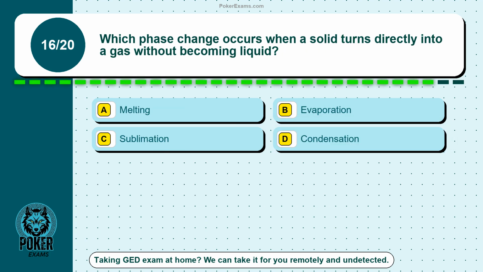Question 16. Which phase change occurs when a solid turns directly into a gas without becoming liquid? Option A. Melting. Option B. Evaporation. Option C. Sublimation. Option D. Condensation.